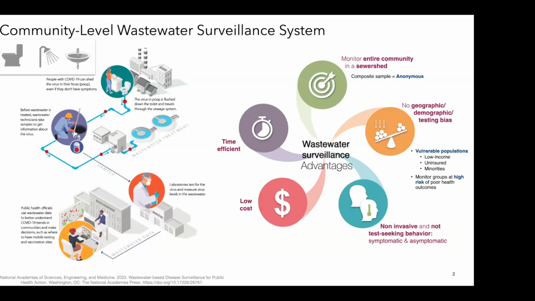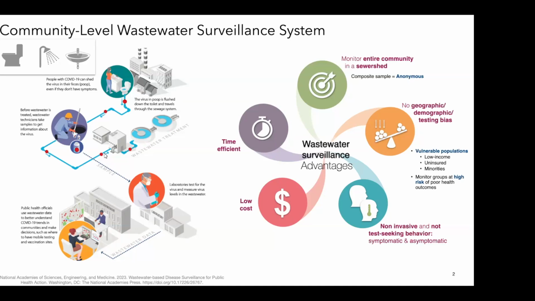The advantages of wastewater surveillance. The first one is that it's community-level based surveillance. One sample represents the entire community that is in that sewershed. And that composite sample is completely anonymous. So we cannot opt out of it, and we are not providing any information about ourselves when we do that type of analysis. There is no geographic or demographic testing bias. What I mean by that is that no matter whether we are living in a wealthy neighborhood or a poor neighborhood, a large city or a small city, at the moment we are part of the program, we are just represented the same way.